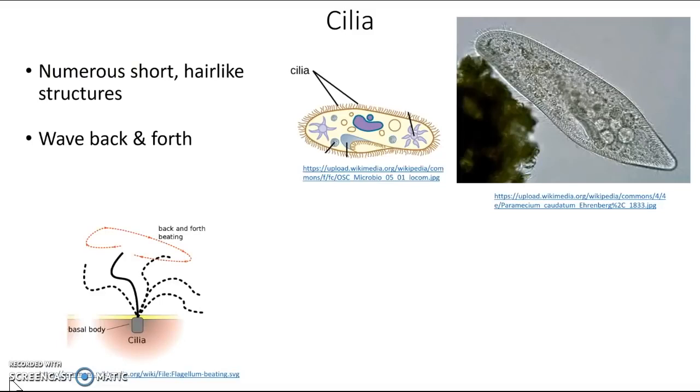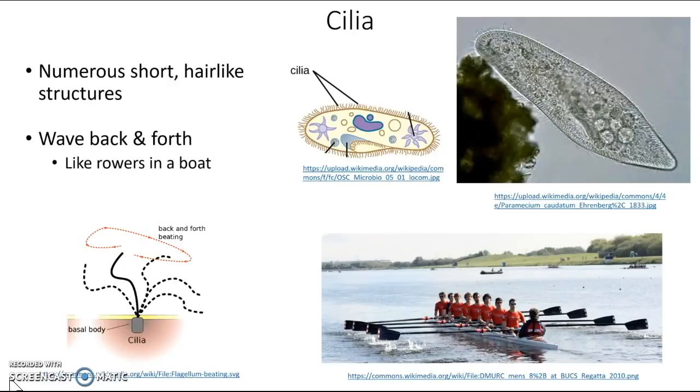So if you imagine all these hundreds or even thousands of tiny little hair-like structures all waving back and forth on the outside of a cell, it's almost like rowers on a boat. So if you imagine all of these individual rowers, each with their oar, and they're all rowing at the same time, they're going to move that boat pretty quickly wherever it needs to go.